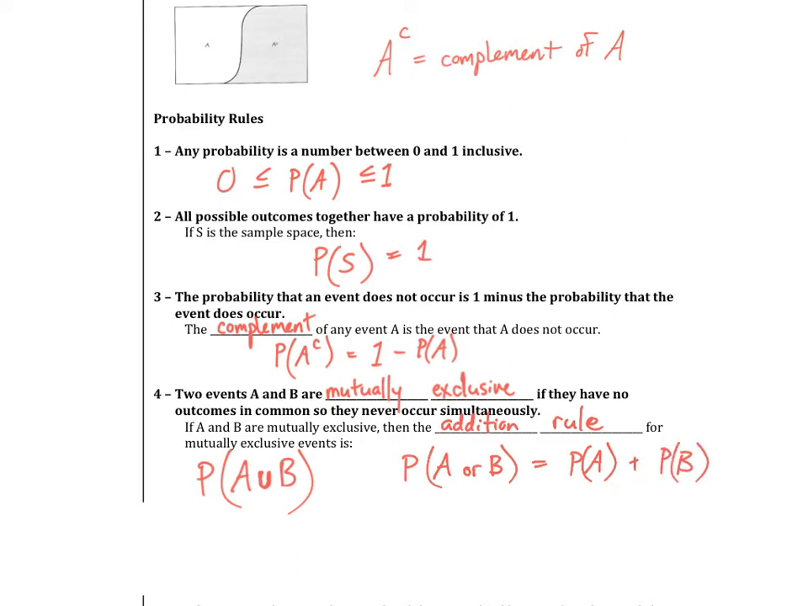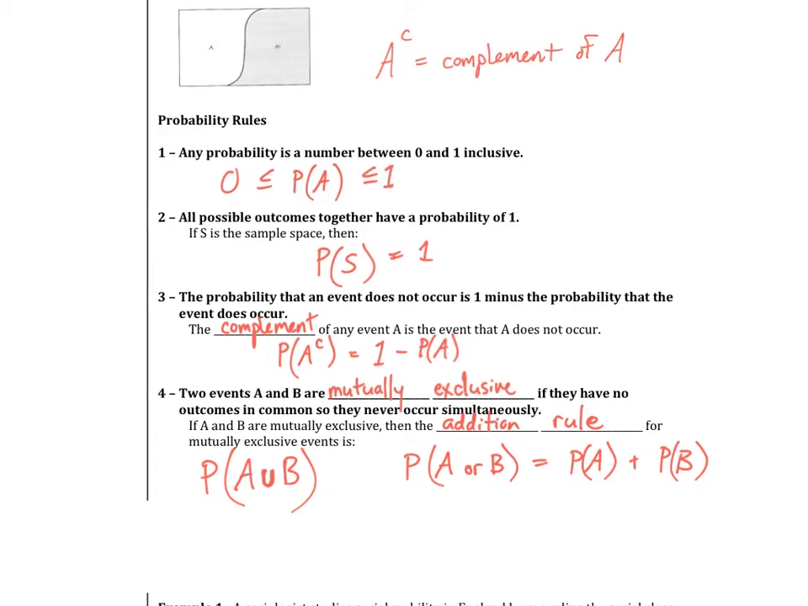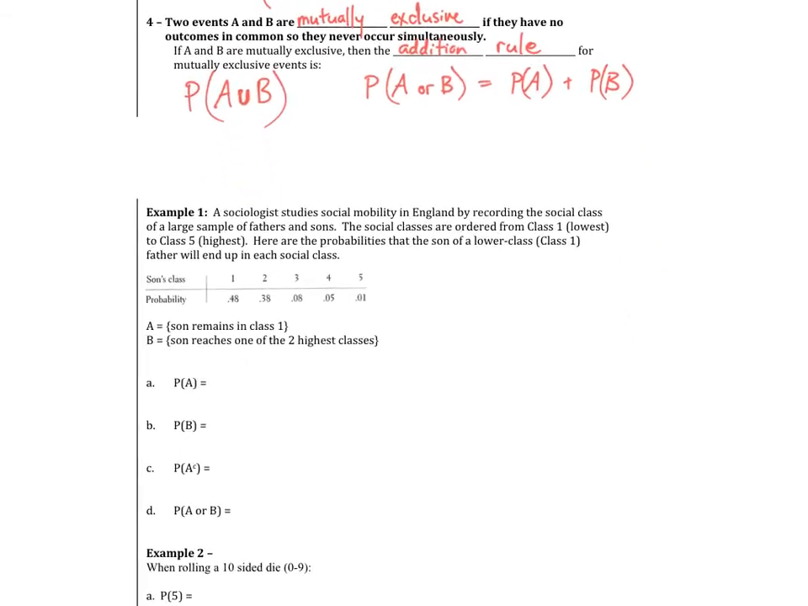So think of it this way. If you're rolling a dice and you want to know the chances that you roll a 1 or a 2, that would be the addition rule, because you can't possibly get a 1 and a 2 at the same time when you roll a dice. So you would find the probability of rolling a 1 plus the probability of rolling a 2. That's how the addition rule works.